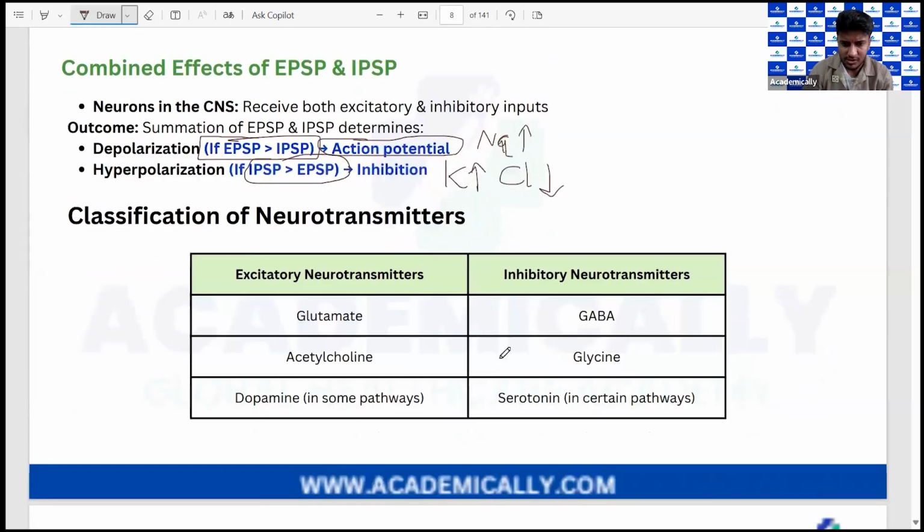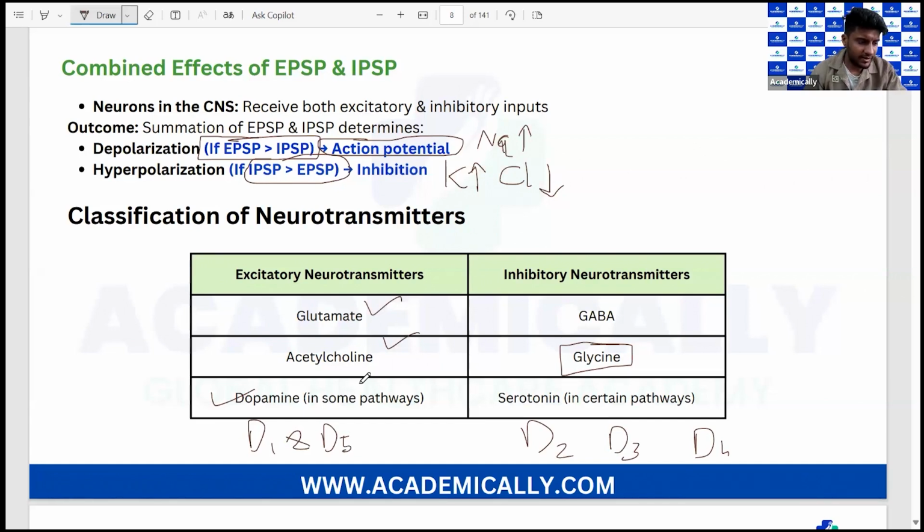You must know this. And in GPAT 2 years back, they even asked this question: glycine is an example of which neurotransmitter? It was served to you on a platter, a question on which neurotransmitter is involved in inhibition and excitation. Can we not remember glycine, glutamate, acetylcholine, dopamine? In dopamine, D1 and D5 are here, and D2, D3 here. So you must know that in dopamine too there are some pathways, not all. This is very, very important for you to know. Are we clear till here? Any doubts?